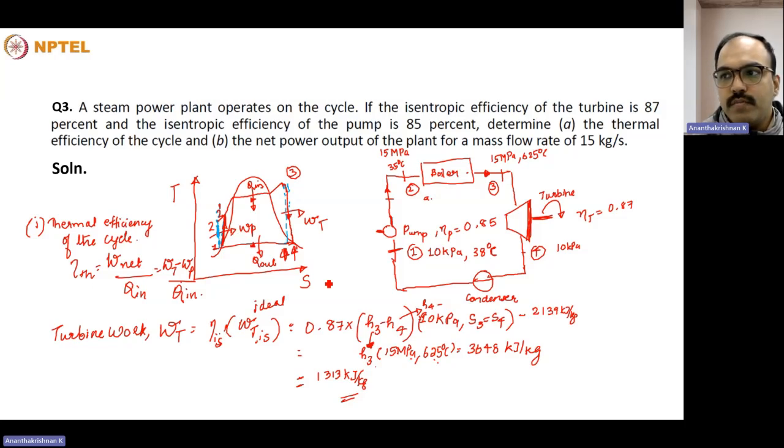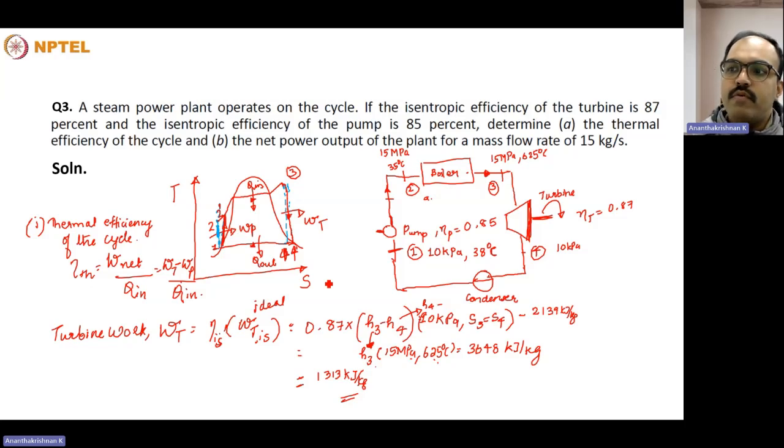Work will be in terms of kilojoule per kilogram. So in order to calculate the cycle efficiency, you need to calculate the net work output and the heat input. Net work output depends upon the turbine work and the pump work. Since isentropic efficiencies are given, you have to calculate the work given by the turbine and the actual work input to the pump.